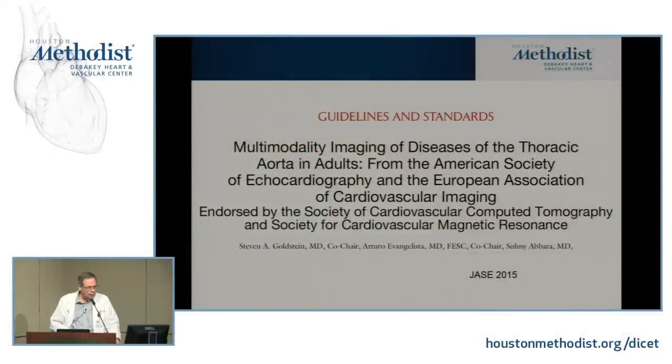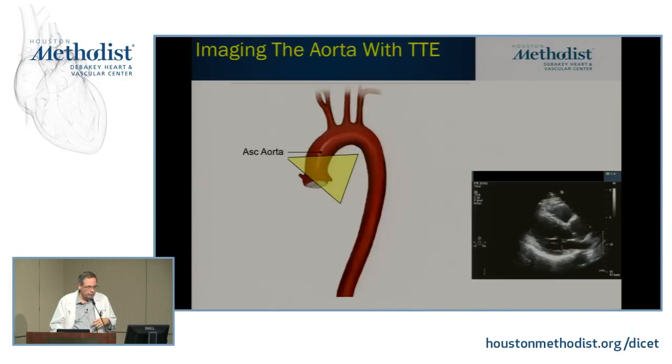You saw this. This is the document that takes forever to download. There's another one from JASE that is a multi-modality imaging document. There's a fair amount of agreement between them, but this one obviously spent a little bit more time just on the imaging side. The other document covers everything: pathology, descriptions of diseases, therapy, and so on.